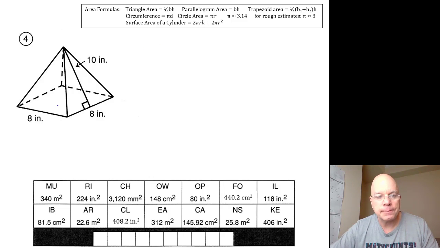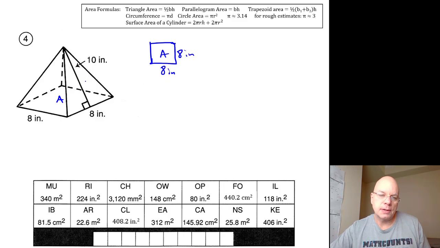So this is a pyramid because it only has one base. It has a rectangle, or more specifically a square, as its base. And so I'll label that face A, and I'll sketch the square. It's an 8-inch by 8-inch square.